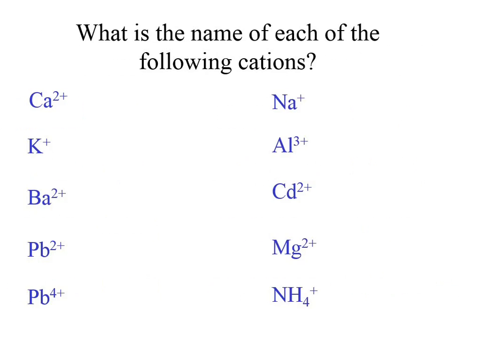So let's just go around the room right quick. And the catch here is, do we use Roman numerals or not? So we'll start back there with you, Shelby. So that Ca +2, what's the name of that? Is it calcium or calcium 2? Calcium. It is just calcium. Very good. What about K+? It's just potassium, exactly. Those are both over here. Perfect. 1A and 2A, or 2A and 1A.